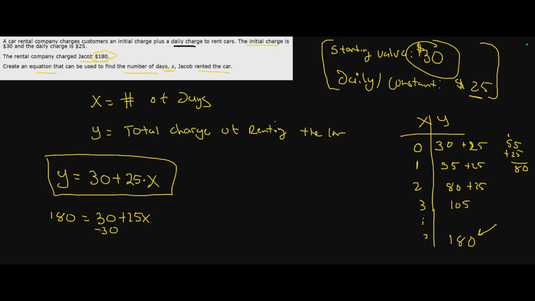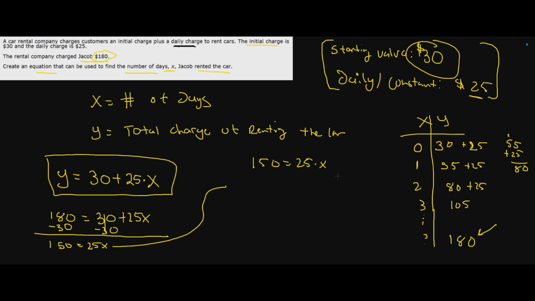Subtract 30 from both sides. We always want to get rid of any addition or subtraction first, just like we did in the previous video. 180 minus 30 is 150, which is equal to 25x. So 150 is equal to 25 times x.